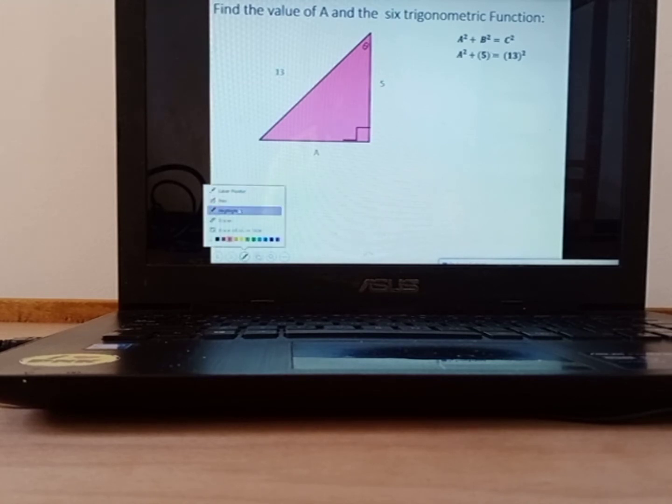So we will have the square of 5. You will have to square the 5 here, in order that we will not be confused.